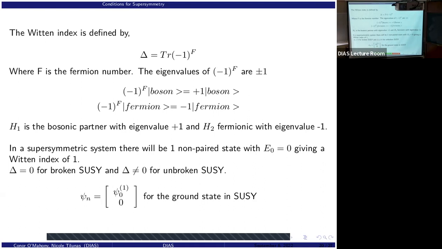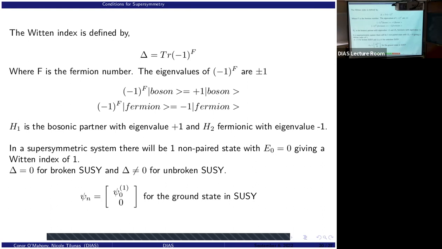Then in any supersymmetric system, we have one unpaired state with a ground state energy of zero. We saw this a couple of slides back on the diagram. This gives us a Witten index of one. So we can say that for broken supersymmetry, the Witten index is zero, and for unbroken supersymmetry, the Witten index is non-zero. If we consider that Q annihilates our ground state, we can write a general ground state for the two systems in the following form at the bottom of this slide. And that is true for any system that obeys supersymmetry.